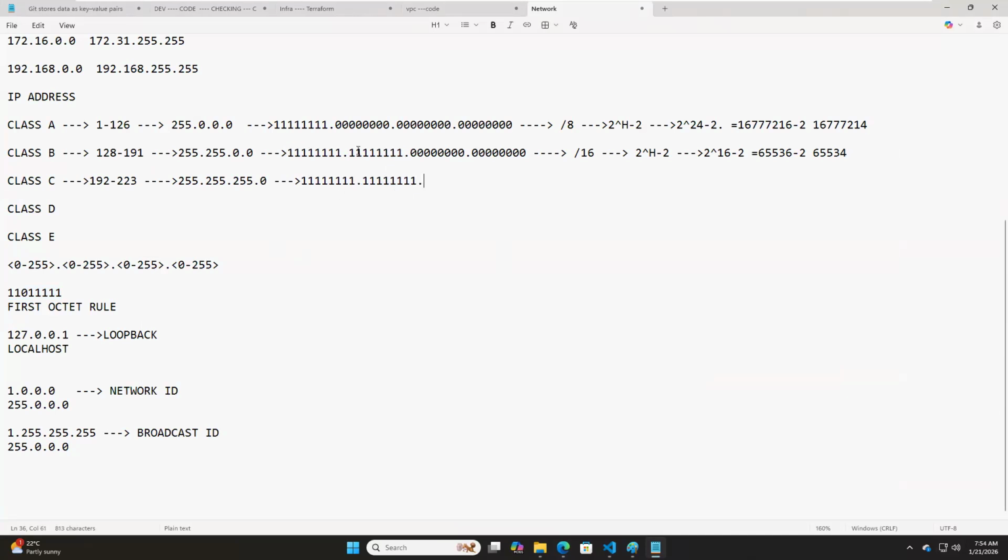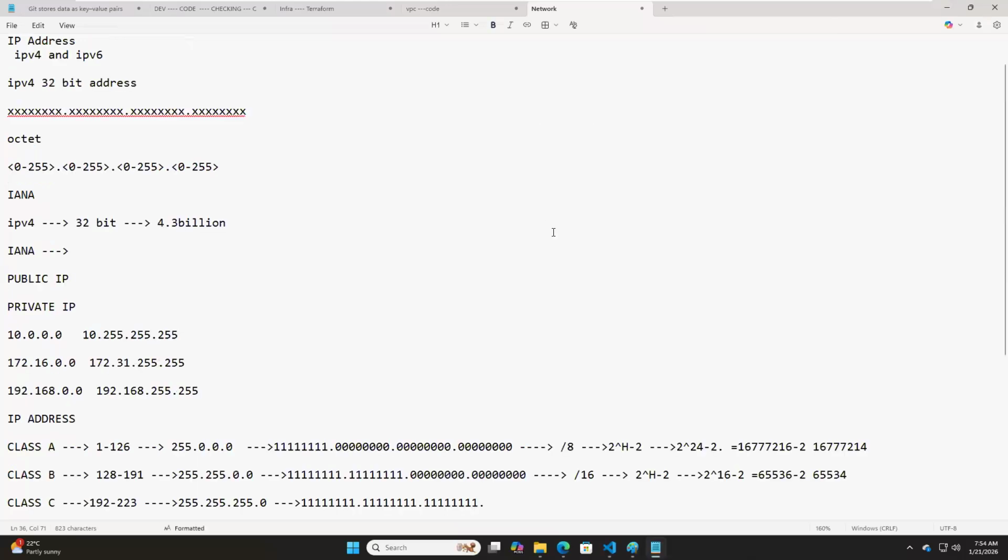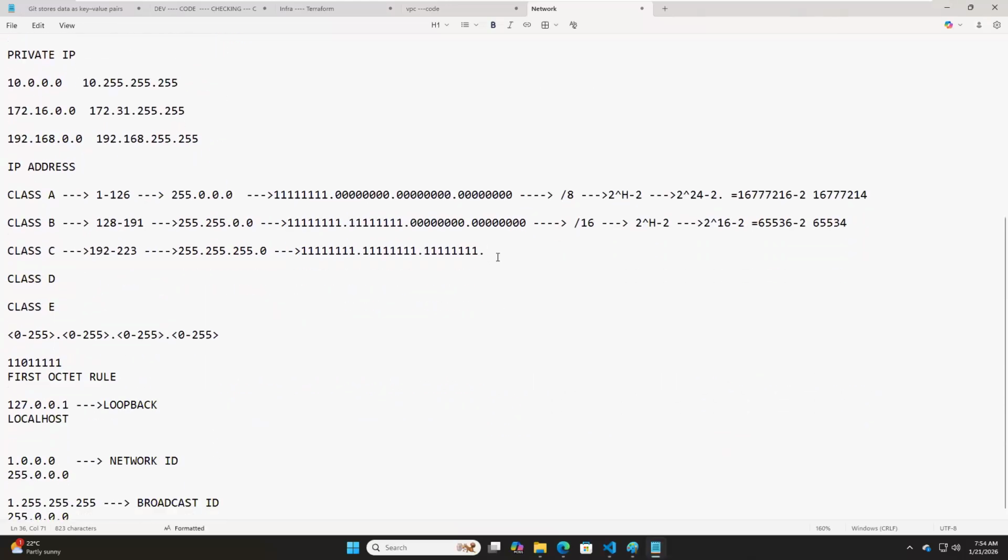So the total number of network bits here, how many network bits are there? 24. 24 network bits are there. So 24 network bits and 8 host bits are there. Okay. So what is the slash value? The slash value will be /24. Okay, /24.